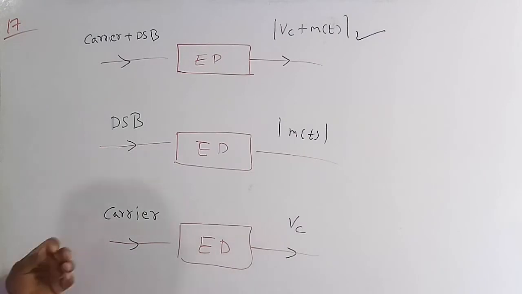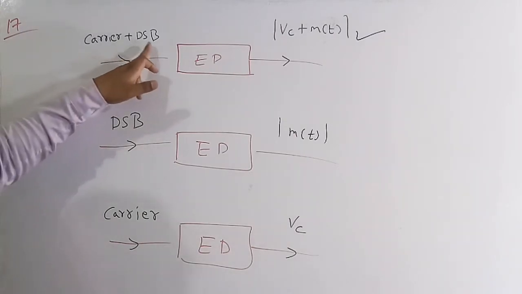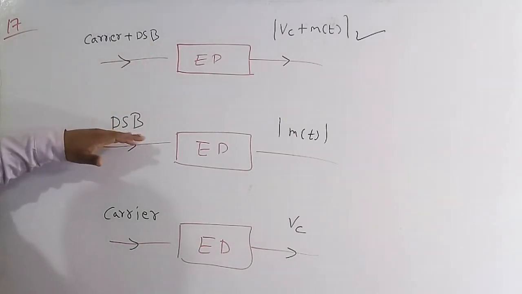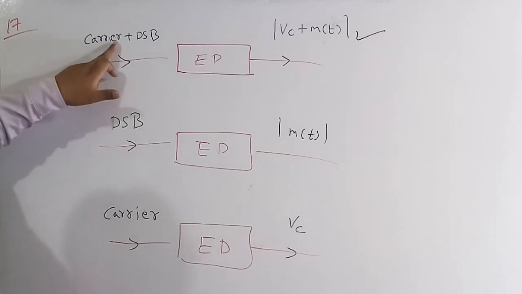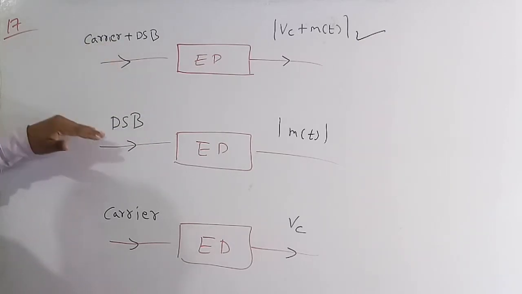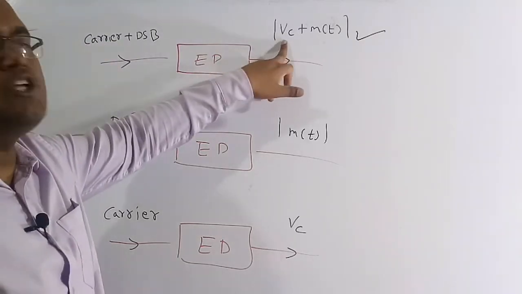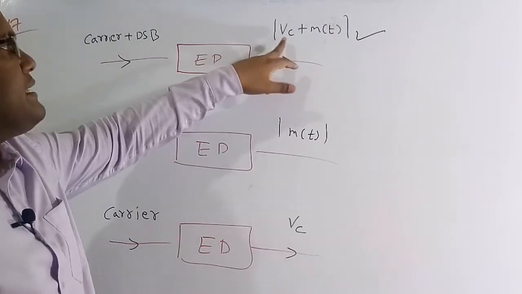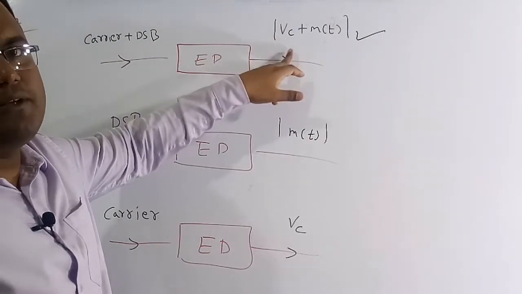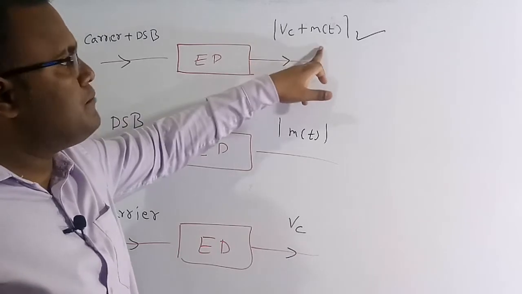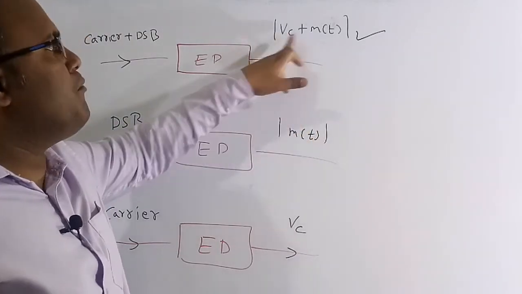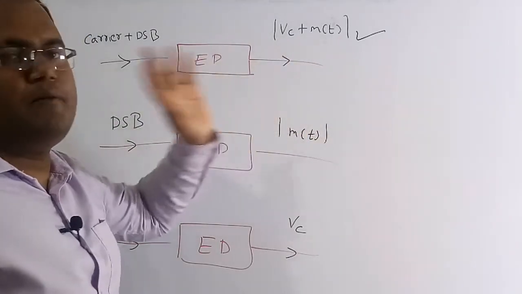Now suppose you consider only DSB, which means only the dual sidebands are present but not the carrier. Whenever the carrier is absent, in place of Vc we need to substitute 0. So 0 plus m of t is nothing but m of t, with a modulus symbol.